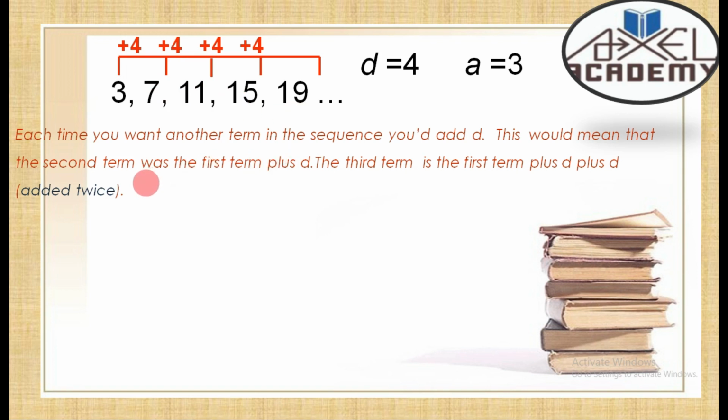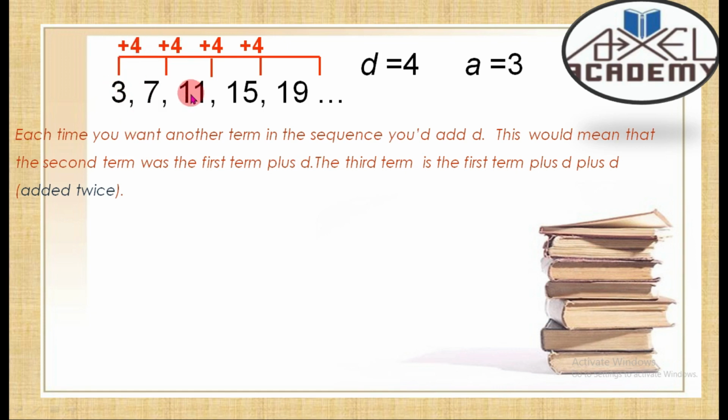So the same thing they are telling: the third term is the first term plus d added twice. In order to get the third term, we add the first term, the common difference, and again the common difference.